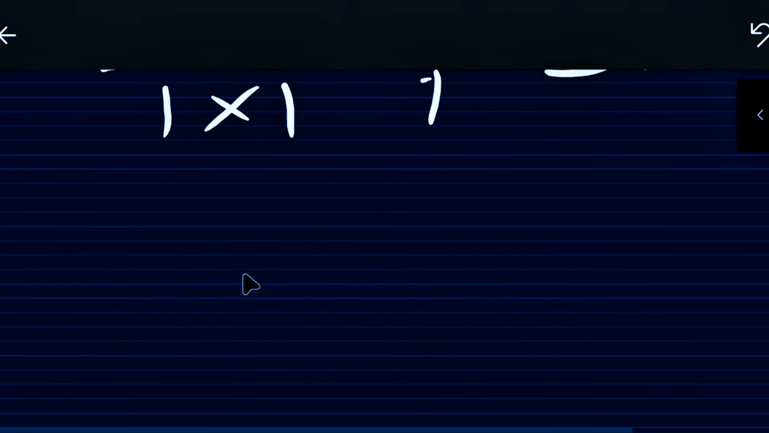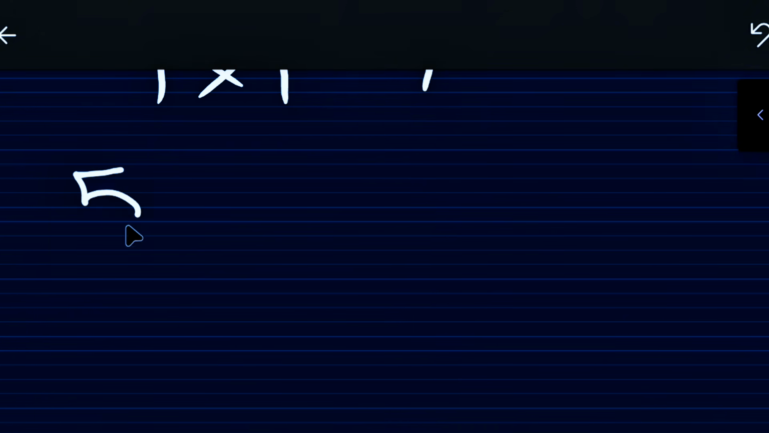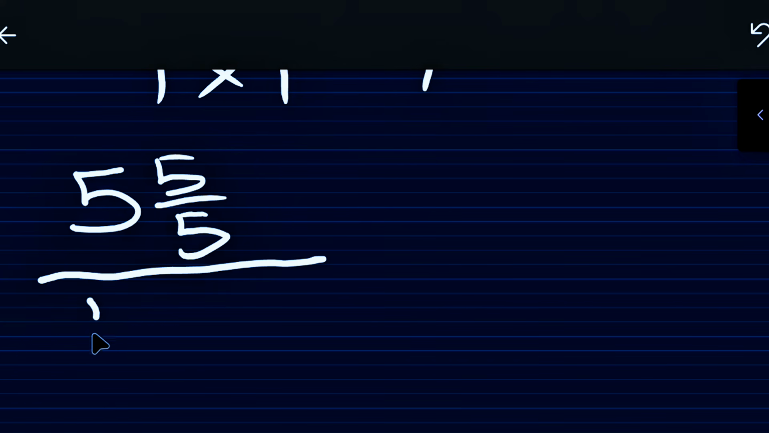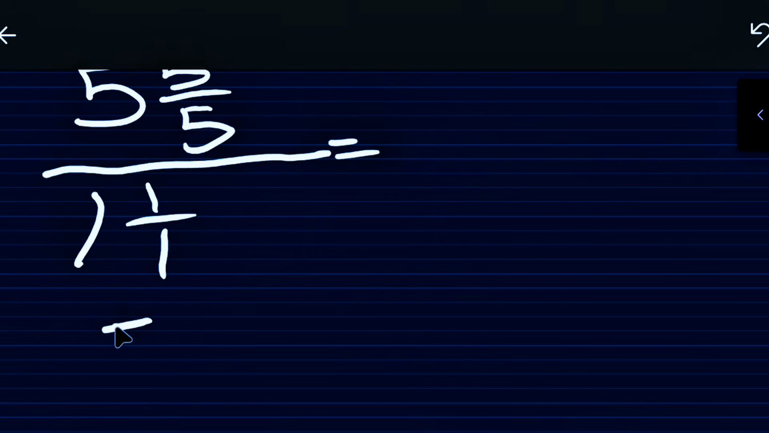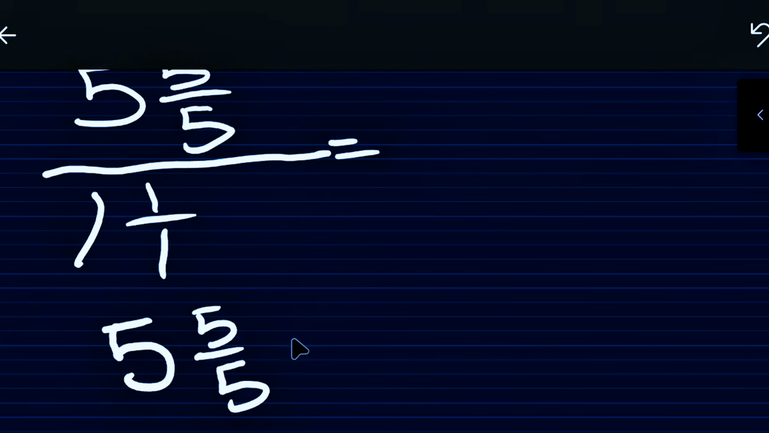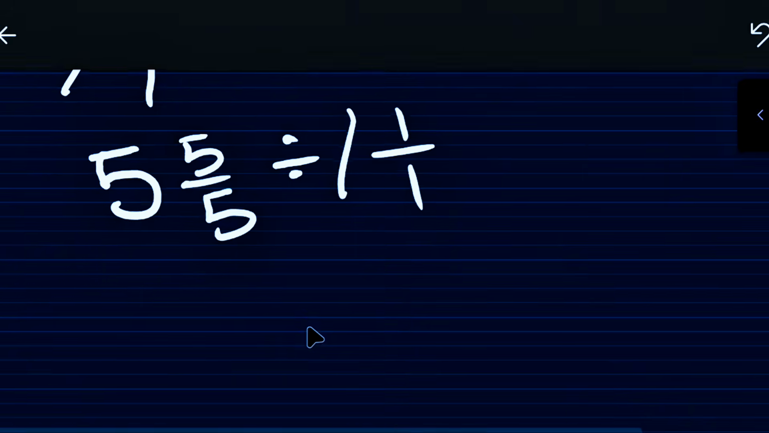Now, follow me. Let me show you how to solve this particular question in a very simple way, okay? We'll have 5 whole number, 5 divided by 5. Then divide by 1 whole number, 1 divided by 5. Now, in this particular expression, the first thing you have to note is that you are going to rewrite this, okay? We are going to have 5 whole number, 5 divided by 5. Then we are going to divide everything by 1 whole number, 1 divided by 1, okay? Now, this is how our expression looks like.